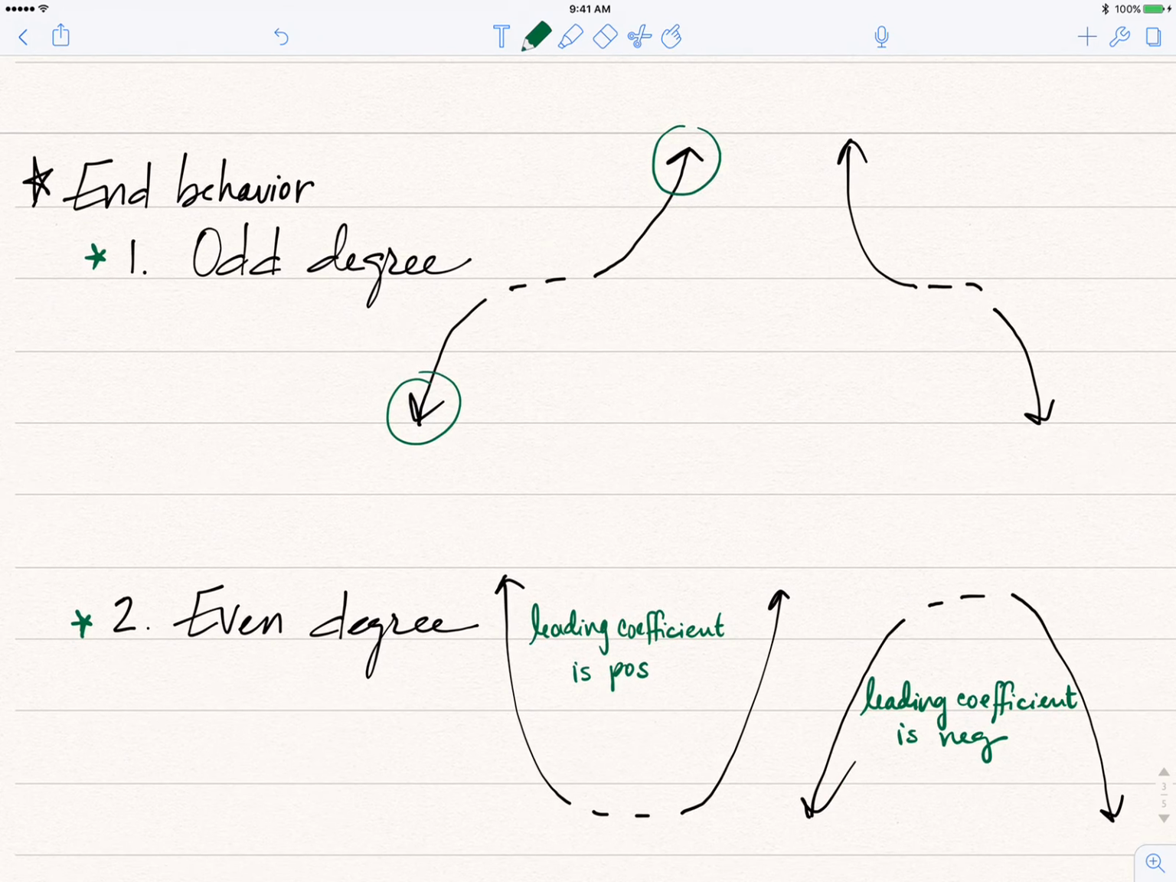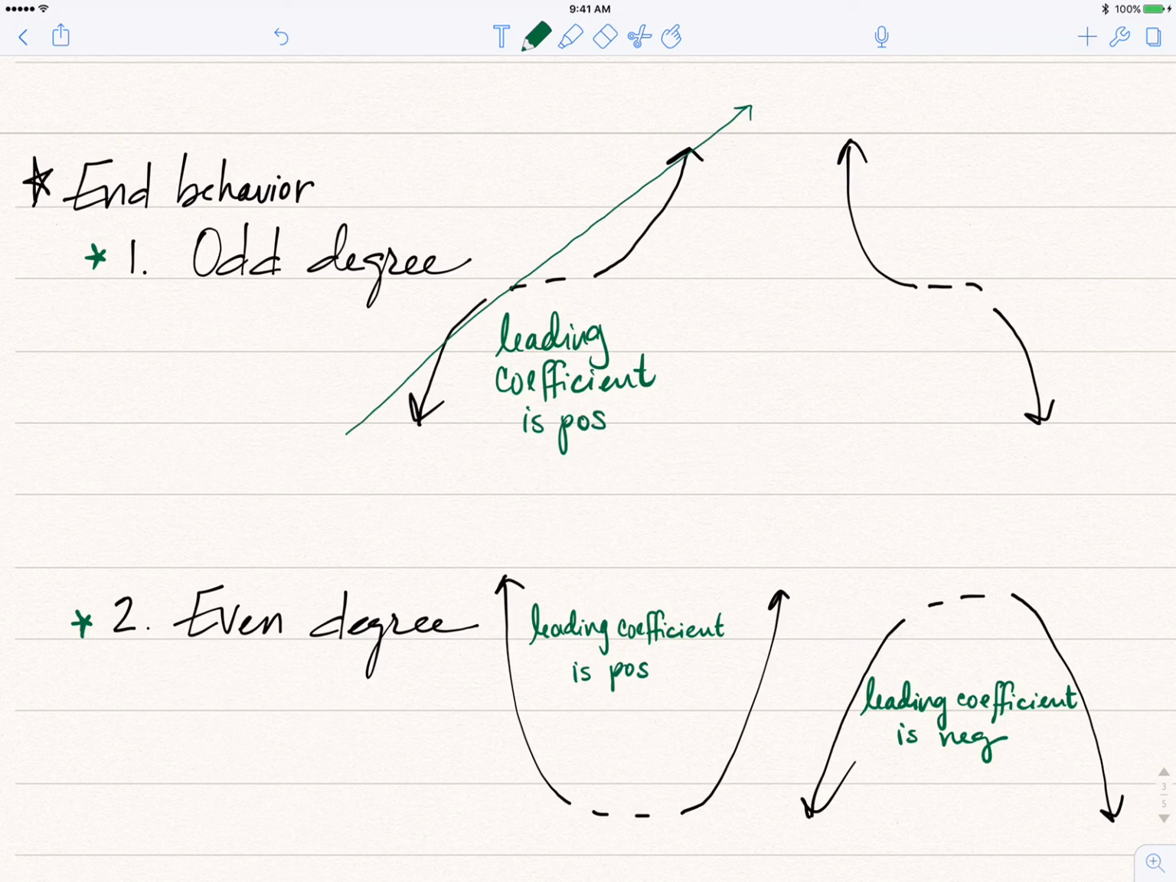So what we're looking at for the odd degree, if the leading coefficient is positive, then overall, this guy is going to go uphill from left to right. It starts at the bottom and it ends up at the top. Overall, it goes uphill. The one that overall from left to right goes downhill, it starts at the top and works its way to the bottom. This guy has a leading coefficient that's negative.